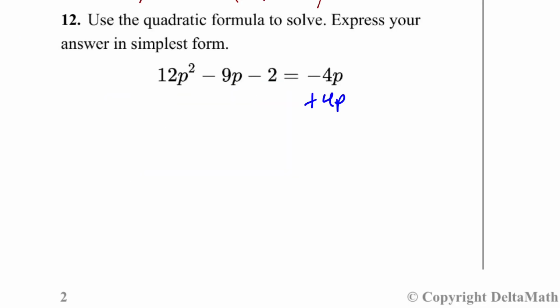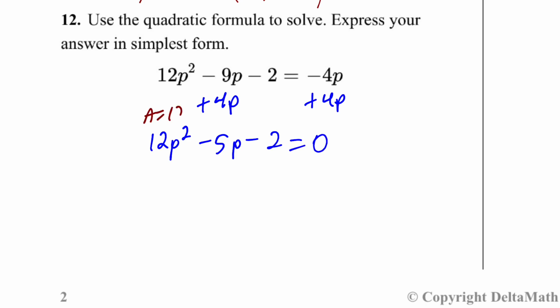Here I'm going to add 4p to both sides. So I have 12p squared minus 5p minus 2 is equal to 0. That means that a is 12, b is negative 5, and c is negative 2. And first, let's find the discriminant.